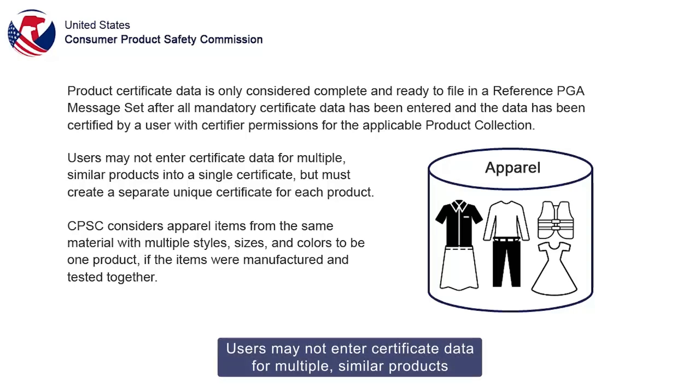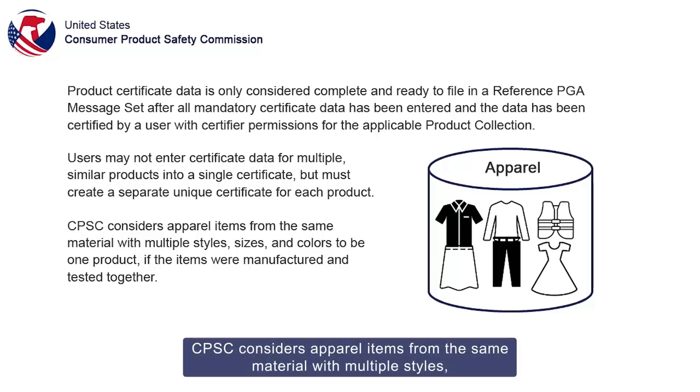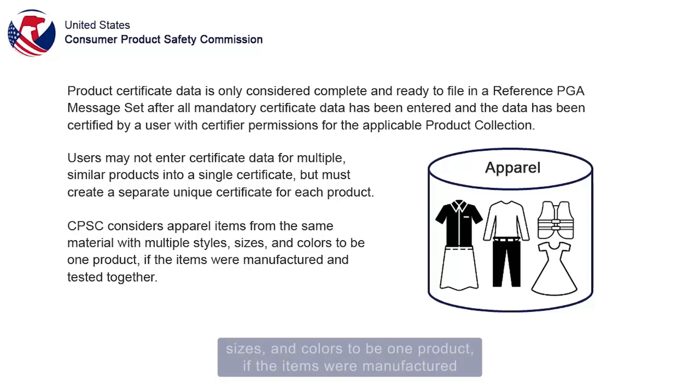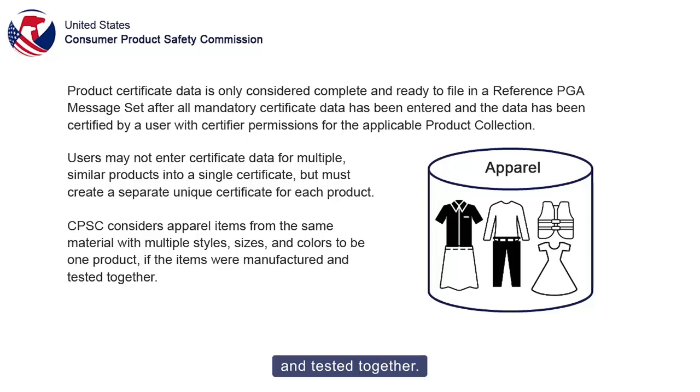Users may not enter certificate data for multiple similar products into a single certificate, but must create a separate unique certificate for each product. CPSC considers apparel items from the same material with multiple styles, sizes, and colors to be one product if the items were manufactured and tested together.